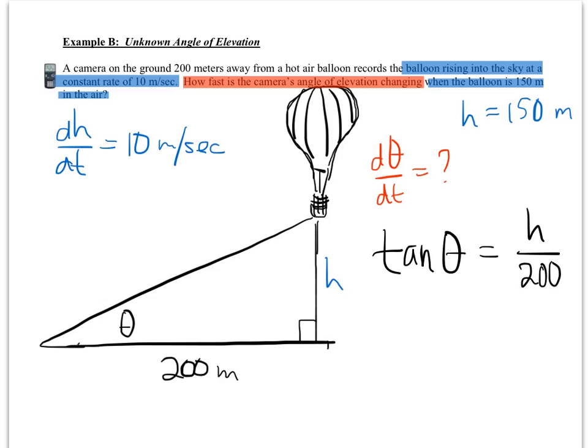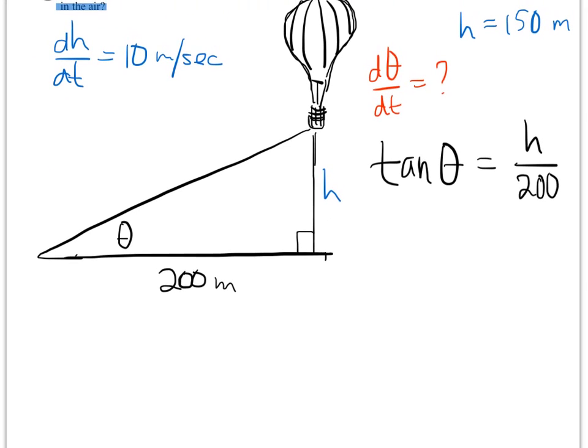I can tell you right now, because it's the same setup, this is the best way to do it, not using cotangent, because, again, the less stuff that we have to plug in, the easier it is for us anyway. Okay, so now, if we take our derivative, we will get secant squared theta times d theta dt equals, and hopefully you remember this one, h over 200 is really 1 over 200 times h, so h, the derivative is dh dt.